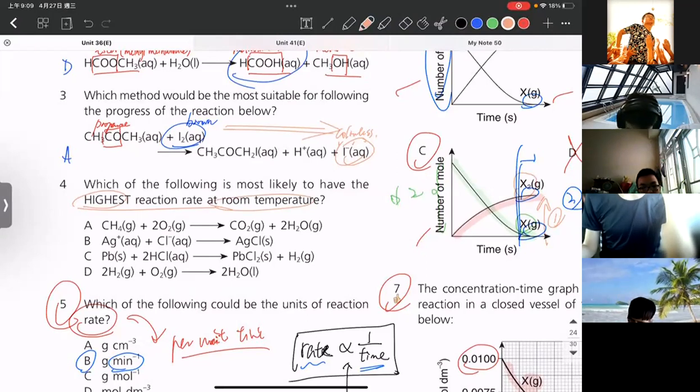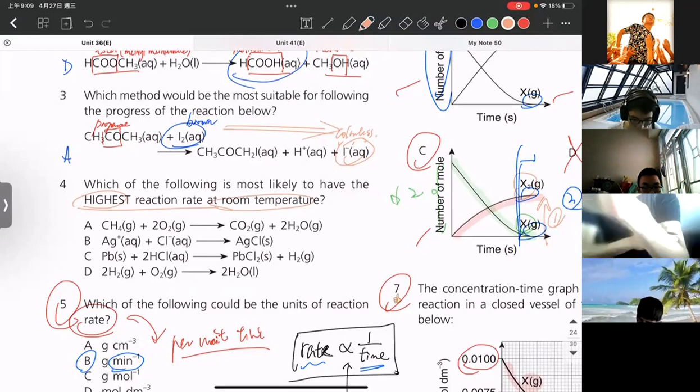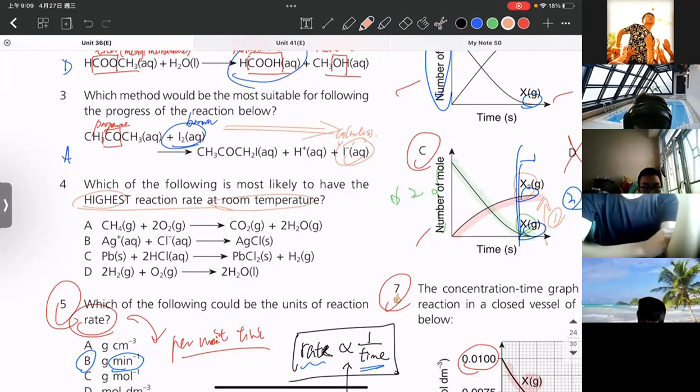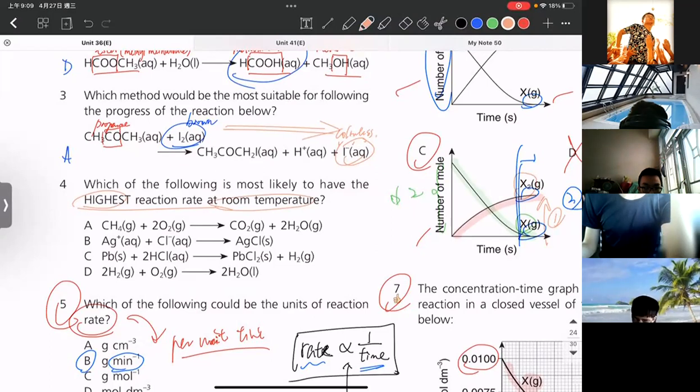First of all, please take a look at the type of reaction in question 4. Number 1, A. What is that? What is the type of reaction? Methane and oxygen to form carbon dioxide and water. What is the type of reaction? Displacement reaction.